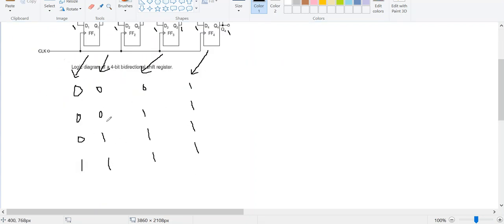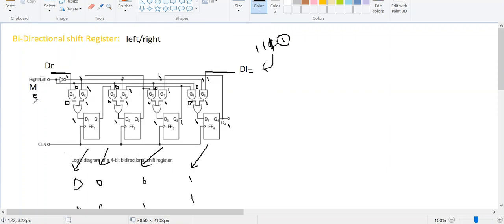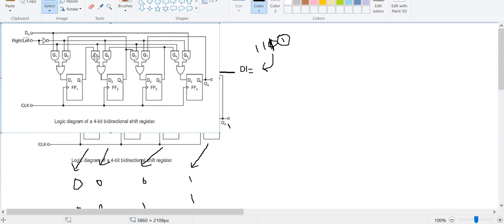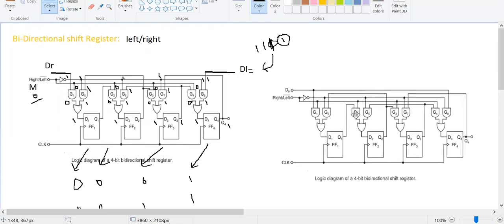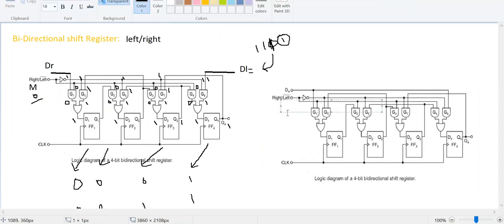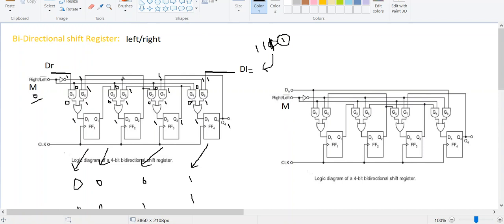This is what we do in the left shifting operation when M is equal to 0. Now if you consider when M is equal to 1, I am showing you here. So I am considering here M is equal to 1. When M is equal to 1, it means that the data is going in this direction.